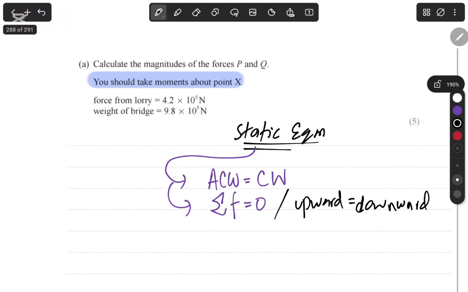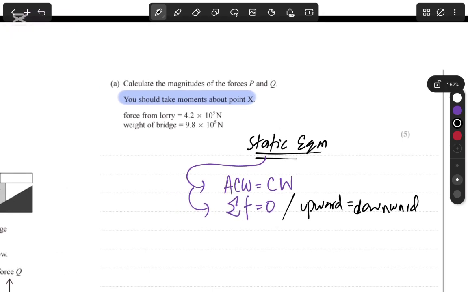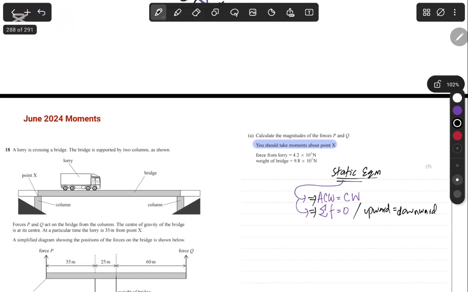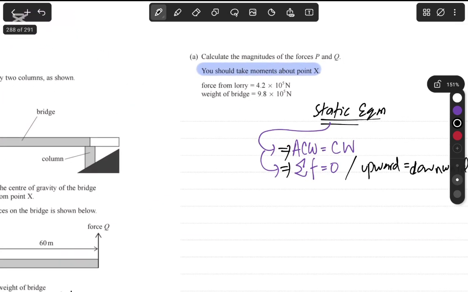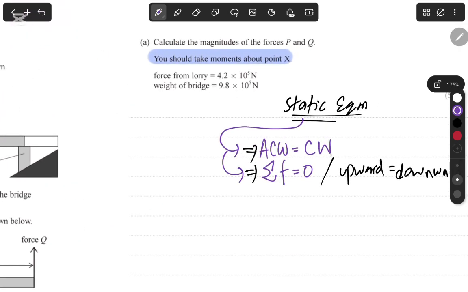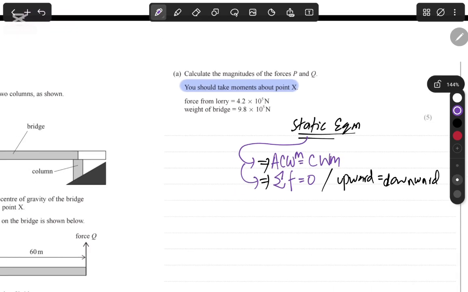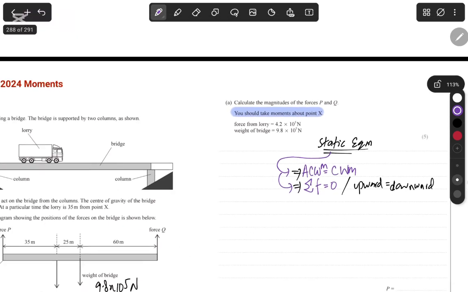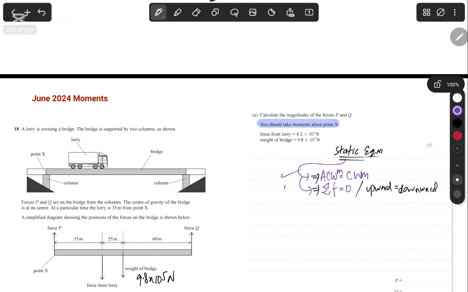This is kind of like the rule that works for every question. If you use both of these equations and just work around them, you will eventually get the answer. So these are the two equations we're going to be using. Anti-clockwise moment is equal to clockwise moment. Let's write the moment down. And then the net resultant force is equal to 0, or the upward forces are equal to the downward forces. So we're going to be working about both of these.